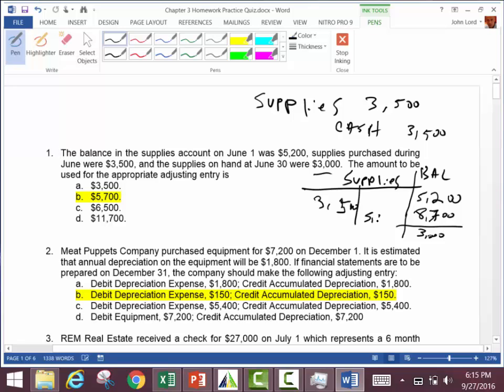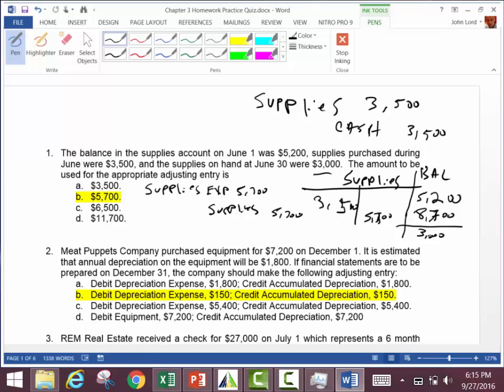5,700? Okay. So we would debit supplies expense for that portion that has expired, 5,700, and credit the supplies account for 5,700. Those things are gone now, right? We want to reduce that asset, so we credit it. Okay, excellent. Good job.